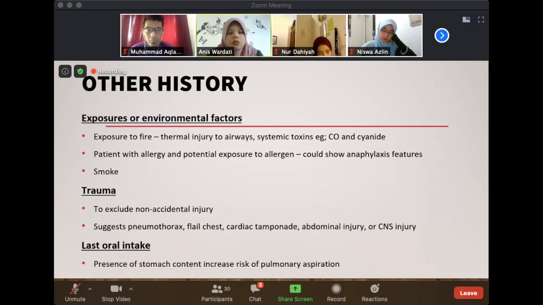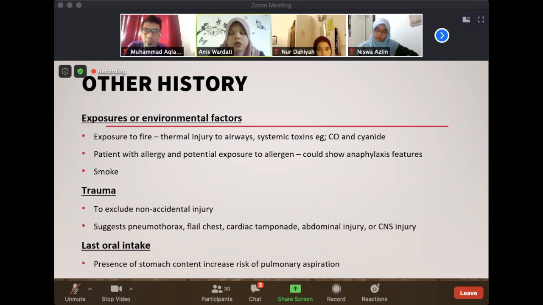And then that's about fire, and you also need to ask the patient if there is any exposure to allergen or any history of allergy, and the patient also can manifest with anaphylaxis, for example, swelling of the mouth or any area, or the rash. And then another exposure could be exposure to smoke. For example, in an asthma patient, a family member smoking can also trigger the patient to have breathlessness.